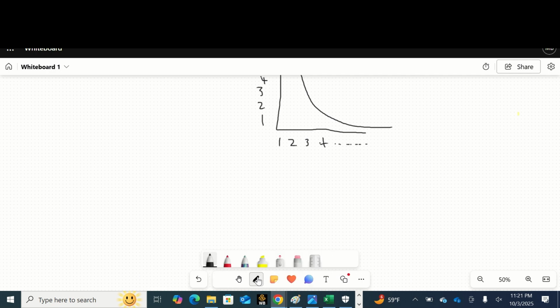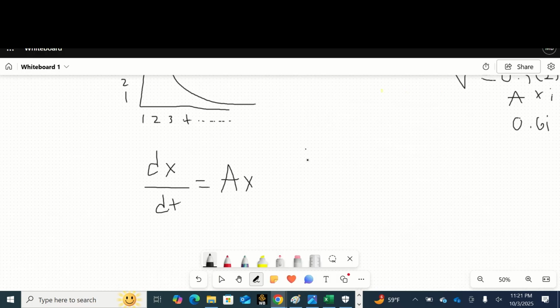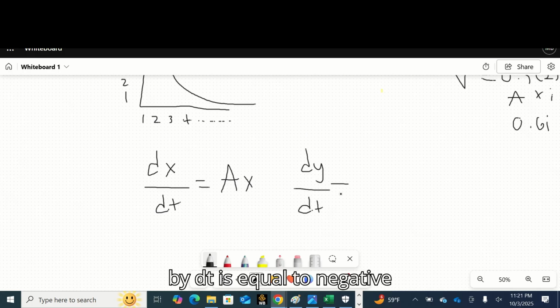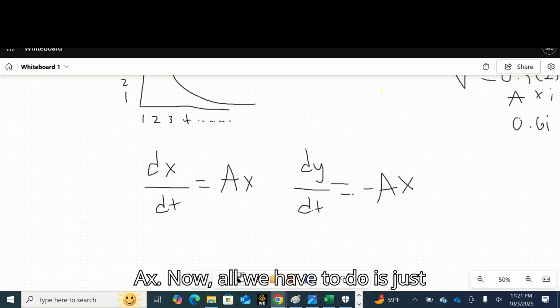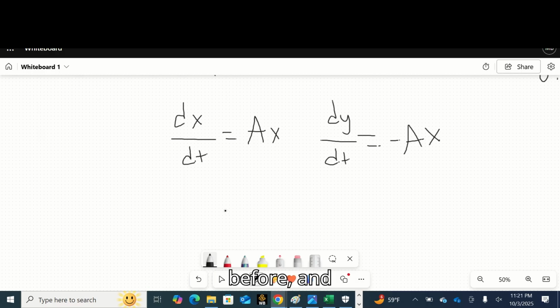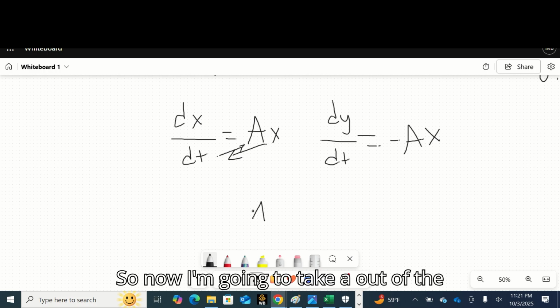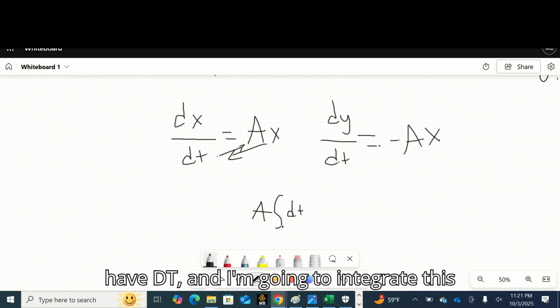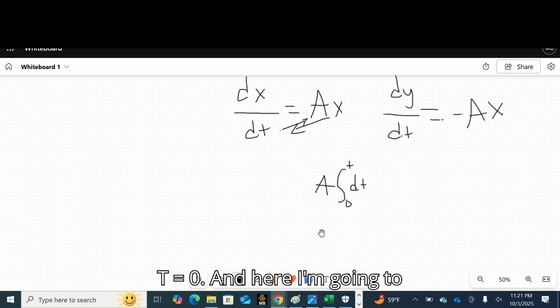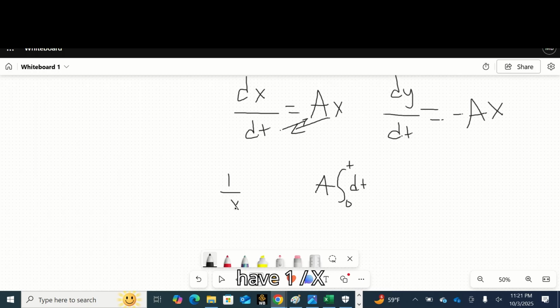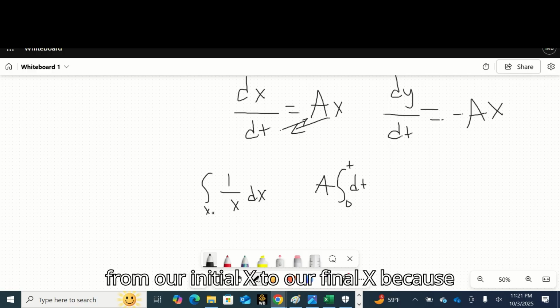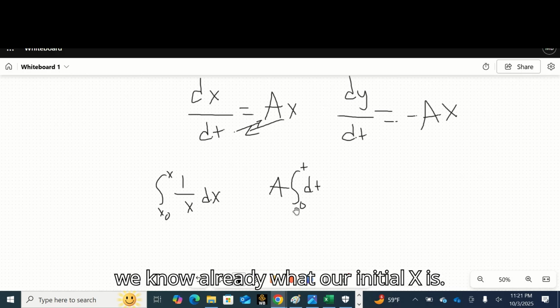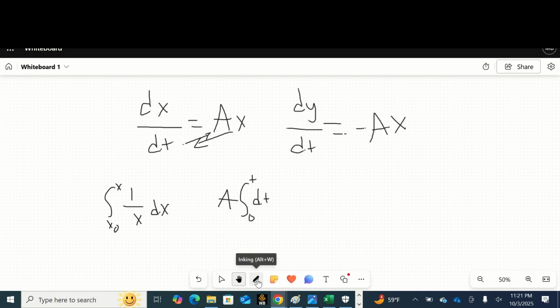So our equation is going to be dx over dt equals ax, and dy over dt is equal to negative ay. Now all we have to do is separate these just like we did before. I'm going to take a out of the integral because it's constant. We'll have dt, and I'm going to integrate this from 0 to t because we're starting at t equals 0. And here I'm going to have 1 over x dx, and we're going to integrate that from our initial x to our final x because we know already what our initial x is. And we're going to set that equal.